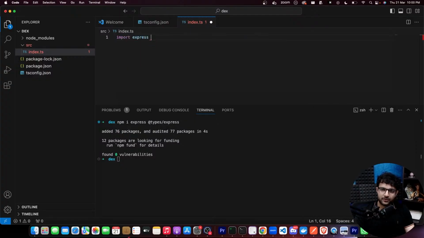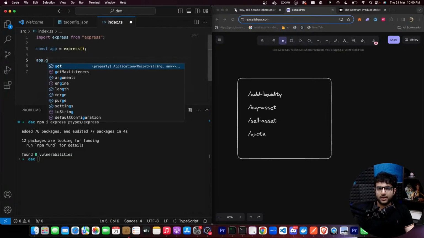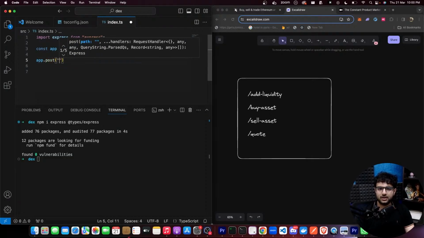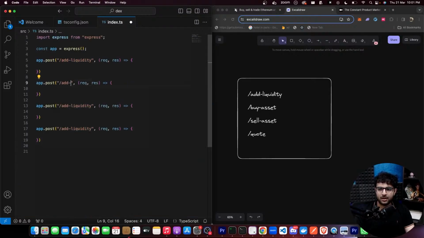Import express from express. Const app equal to express. Sorry, a little sleepy, guys. What were the 4 endpoints that we had? app.post add liquidity, buy asset, sell asset, get a quote.